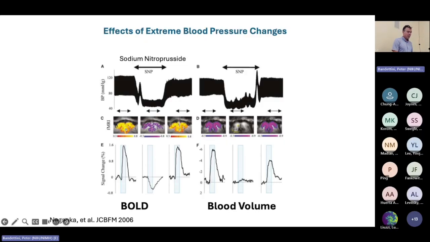And if you bring back the higher blood pressure, the response is just fine. And with blood volume, there's barely any blood volume response. You don't expect it to go negative, but there's just hardly any blood volume response.